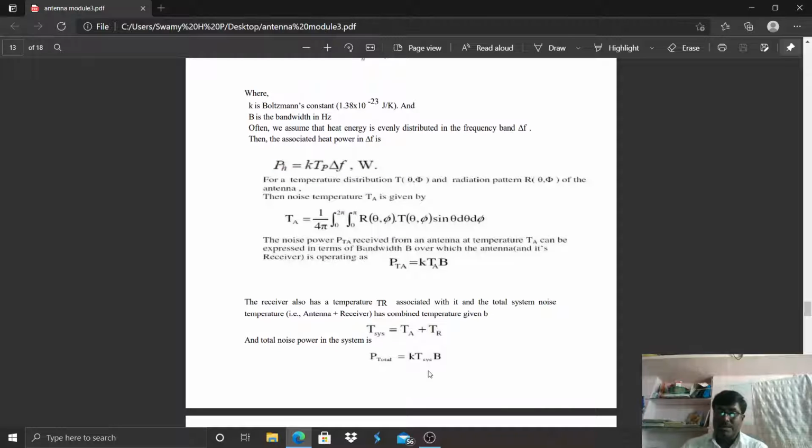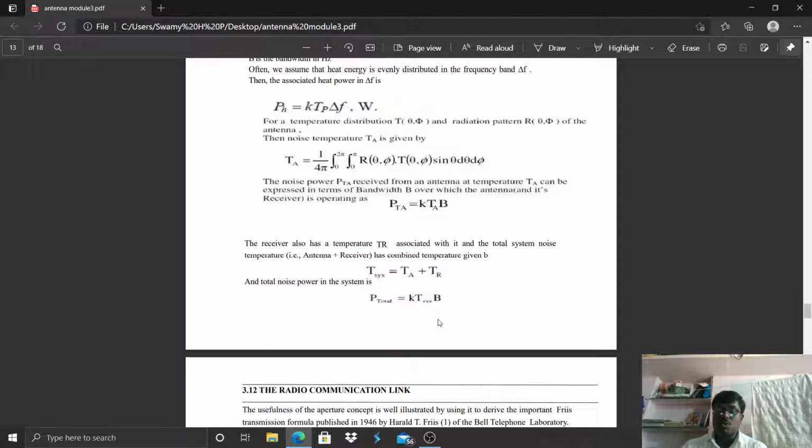The receiver also has a temperature Tr associated with it, and the total system noise temperature, antenna and receiver combined, is given by T system equals Ta plus Tr. So therefore, the total noise power in the system is P total equals k T system times B.